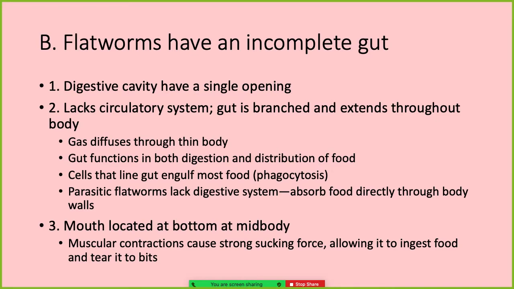We have a lot of diffusion going on with gases. It digests the foods and then distributes the nutrients through phagocytosis, the cells that line that gut. If the flatworm is considered parasitic, then they don't have a digestive system at all, because food is just absorbed through the body cell walls of the organism.